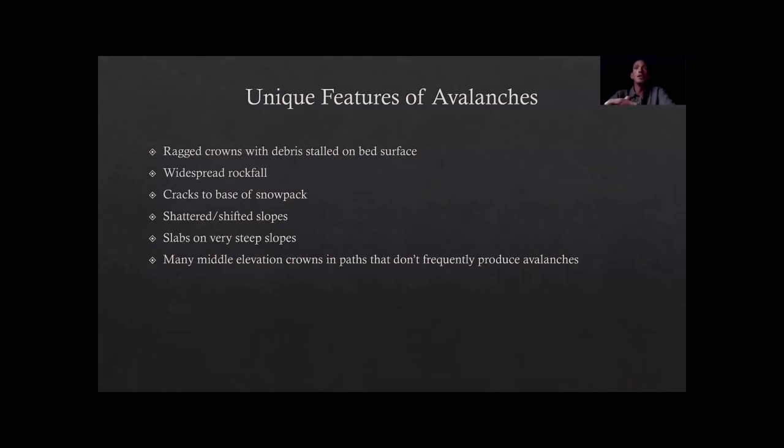There were a lot of avalanches that occurred. Obviously, I mapped 474, and that's a small portion of all the avalanches that occurred. And a lot of them had some pretty unique features. Some of the unique features that we'd see were a lot of ragged crowns, debris stalled out on bed surfaces, obviously widespread rockfall, mass wasting events, cracks that had formed all the way to the base of the snowpack even in areas that didn't avalanche, slabs on steep slopes, and lots of crowns at lower and middle elevations. You expect to see them obviously in the alpine where it's blowing and snowing, but they're going to be less common at middle elevations, but they were still quite widespread during this.